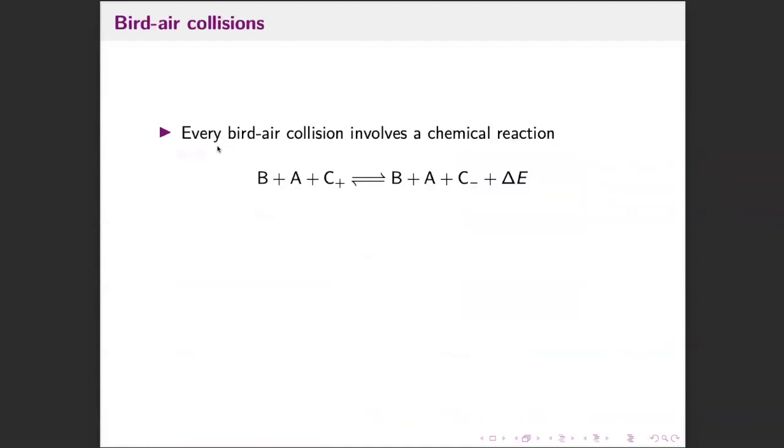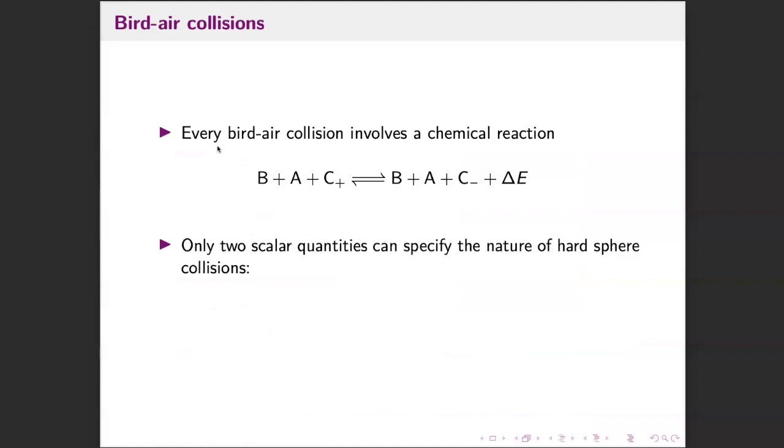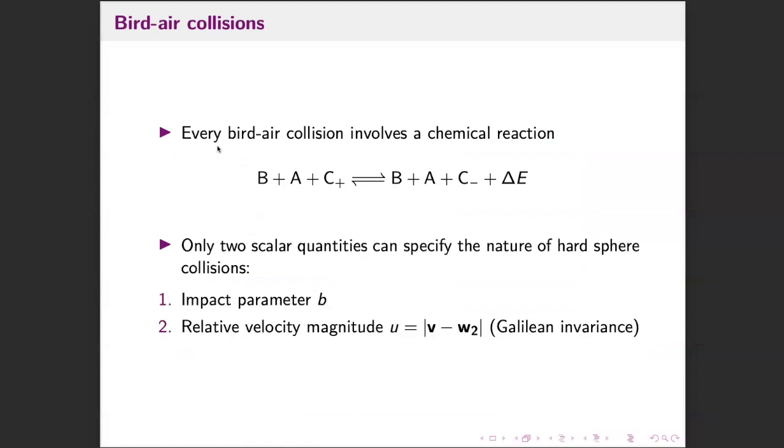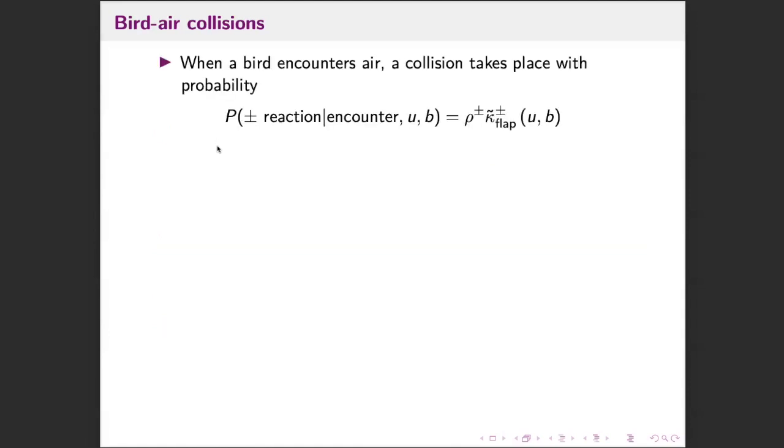So let's now consider the bird-air collisions. As mentioned, these will involve a chemical reaction. So this is what it will look like. If the bird and air collide, they will not change. They're kind of like catalyzers in this reaction. But the chemical will react, and there will be this energy delta E involved. Because we consider hard spheres, this is a very simple process which can only depend on the impact parameter and the relative velocity magnitude. So we can make it very simple.